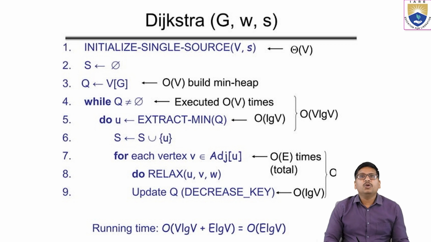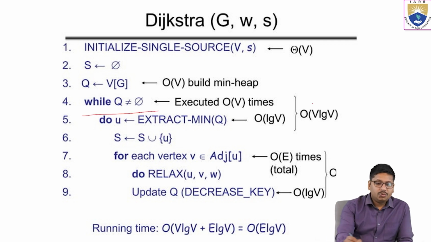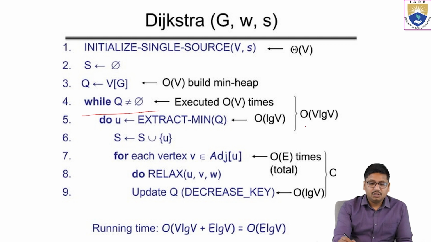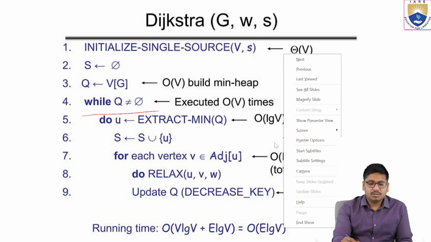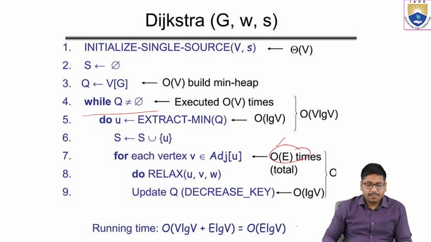So here also I'm going to initialize the single source, and while Q is not empty, we have to execute the loop V times, and then we have to extract the minimum. Then d[v] is equal to the distance of u, and for each vertex we are going to obtain delta of e.